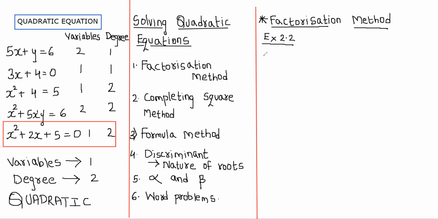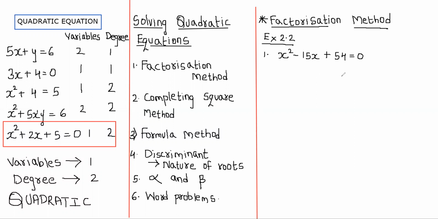Question number 1. Solve the following quadratic equation by factorization method. We are solving the first sum: x square minus 15x plus 54 is equal to 0. Now how to solve this sum? So students, here I give you a shortcut method to solve this sum.